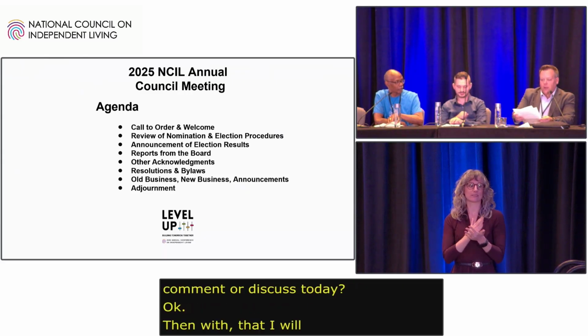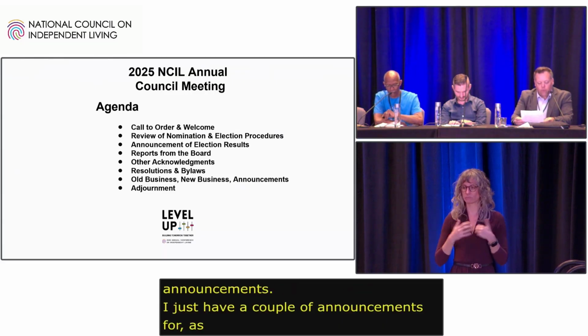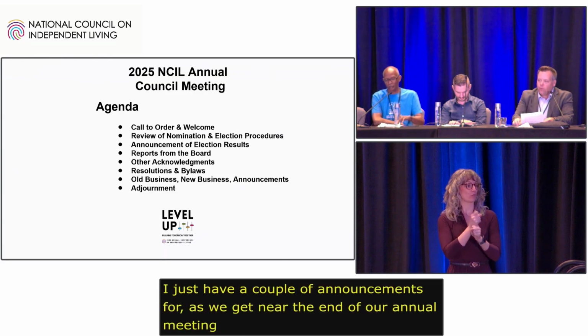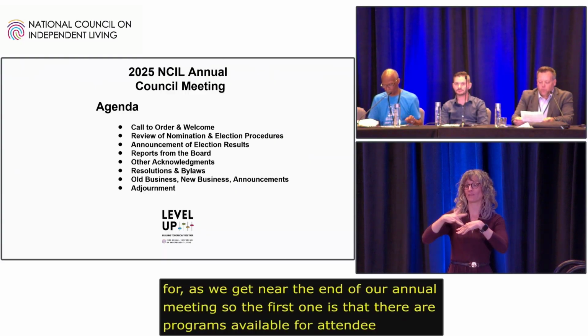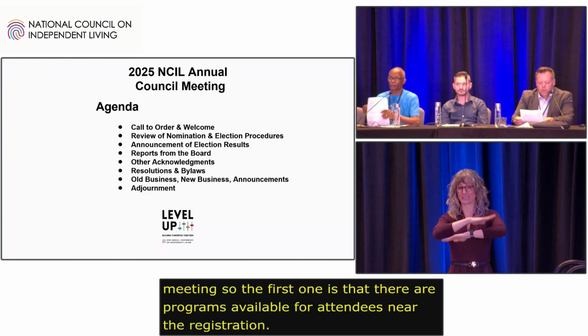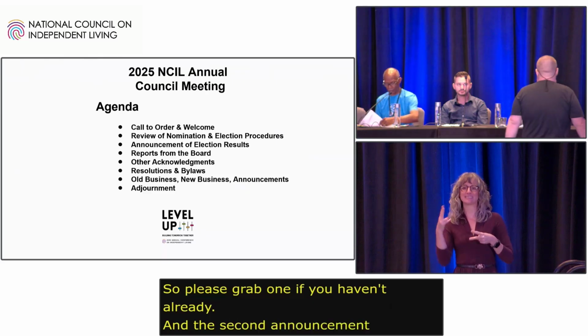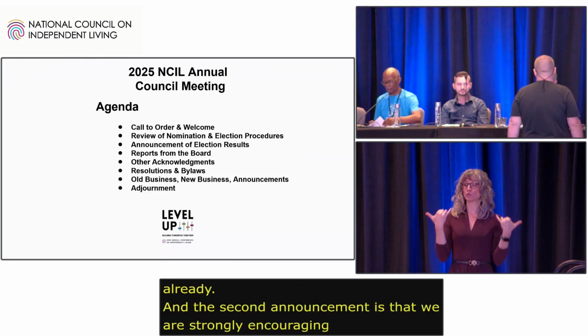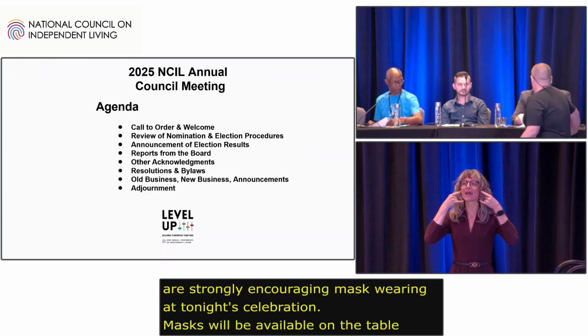I just have a couple of announcements as we get near the end of our annual meeting. The first one is that there are programs available for attendees near the registration. So please grab one if you have not already. And the second announcement is that we are strongly encouraging mask wearing at tonight's celebration. Masks will be available on the table when you come downstairs if you need one.